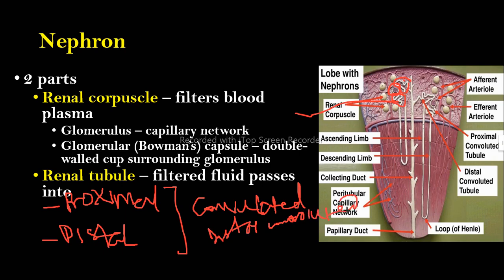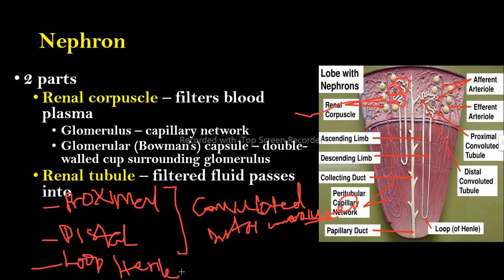Convoluted tubule. Then the third tube is the loop of Henle. Do we have it? No, it's not there. So the third tube is the loop of Henle.